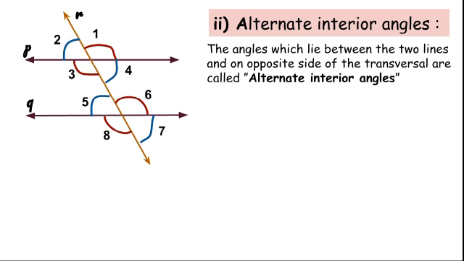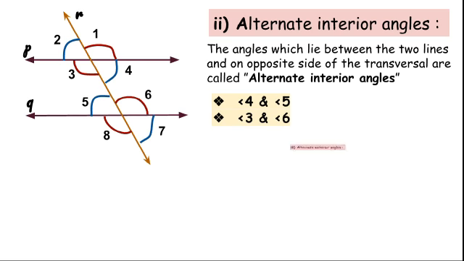And alternate interior angles means they should lie between the two lines and on opposite side of the transversal. So what are the alternate interior angles in this figure? Angle 4, which is on the right side of the transversal, and angle 5, which is on the left side of the transversal. So angle 4 and angle 5 are alternate interior, and angle 6 and angle 3 are also alternate interior as they are in the interior part and on either side of the transversal. So these are the angles: angle 4 and angle 5, angle 3 and angle 6.